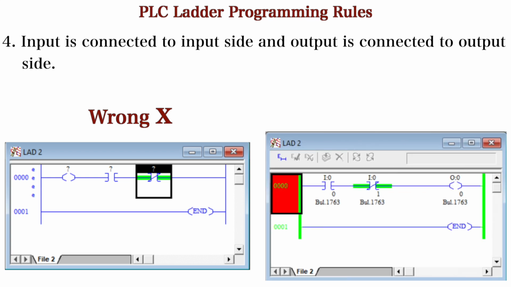In the second figure you can see first the inputs are connected, then the output is connected, which is the correct or valid way to connect the input and output. Because like I have shown earlier, the power flows from the left rail to the right rail. Generally in an electrical circuit, you also know that current will flow from input to the output side to energize the output. So here the input should be connected to the left rail side, then the output should be connected to the right rail side.